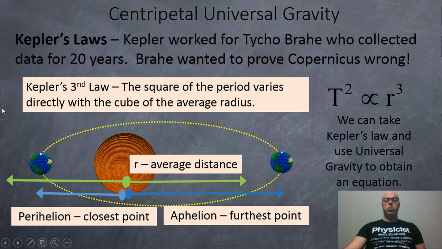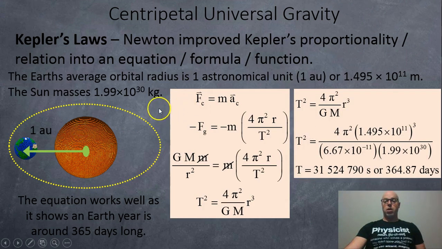And third, the most important law maybe for Kepler is he discovered the square of the period for the planet was proportional to the cube of the average radius. Okay. And using Newton's law, we can actually turn that proportion into an actual equation.